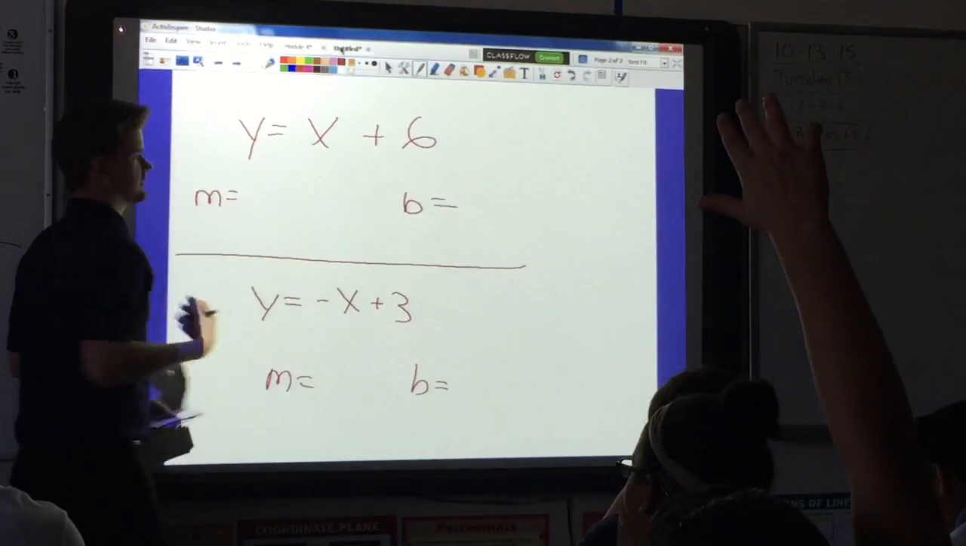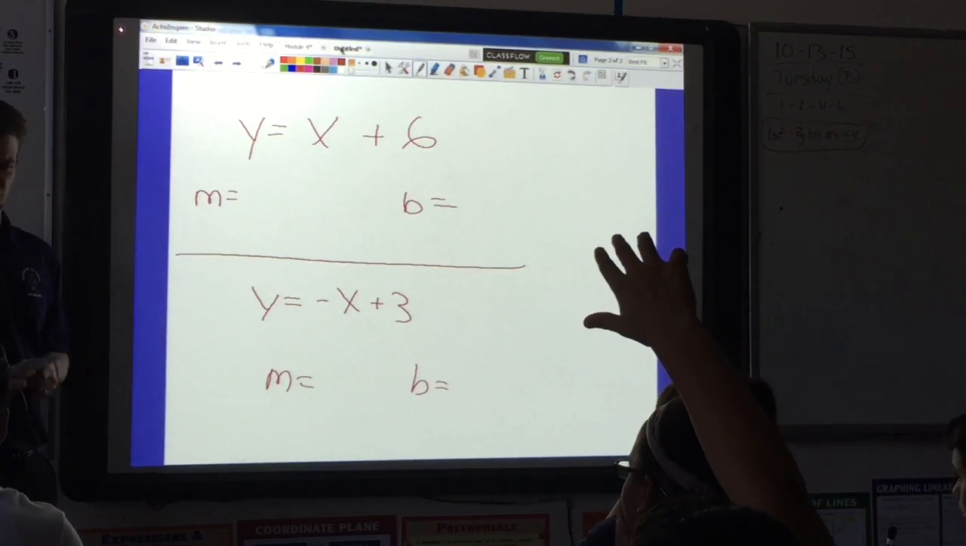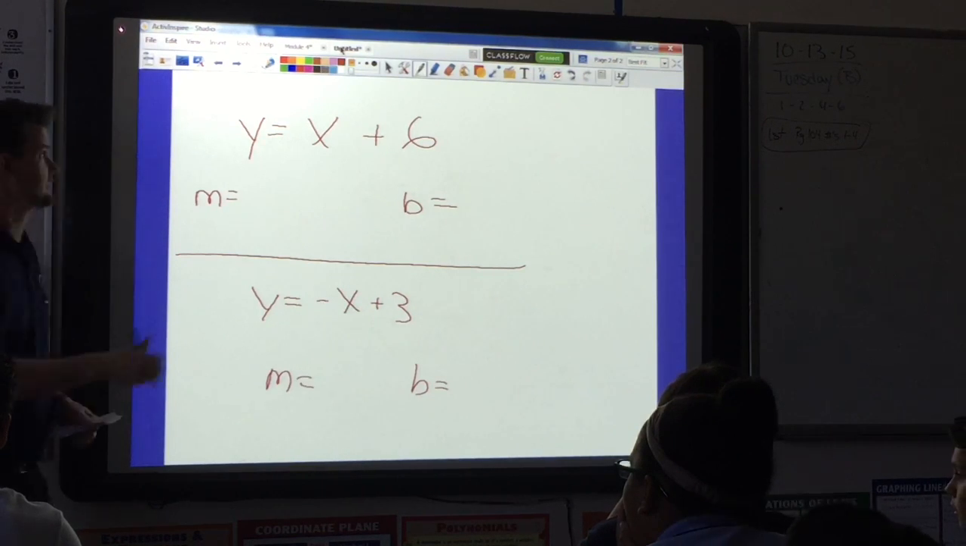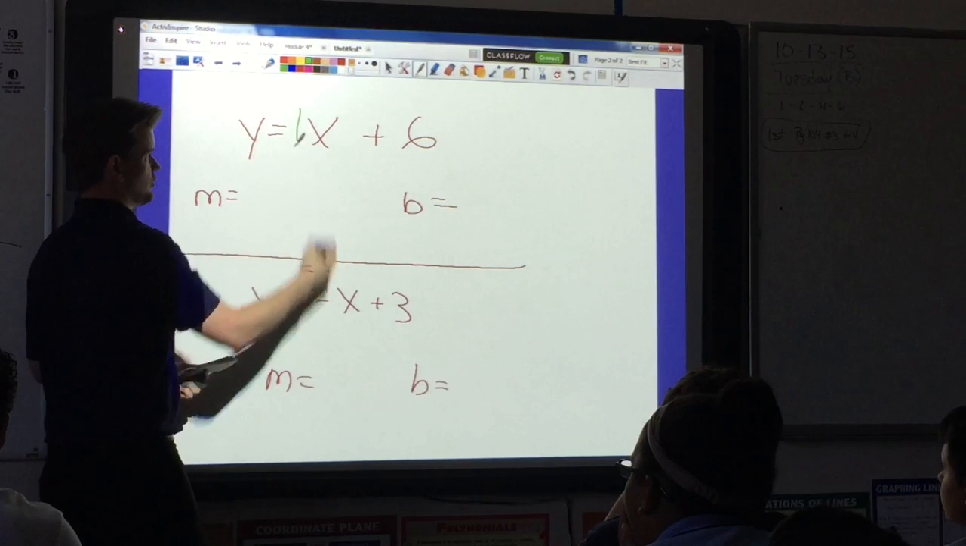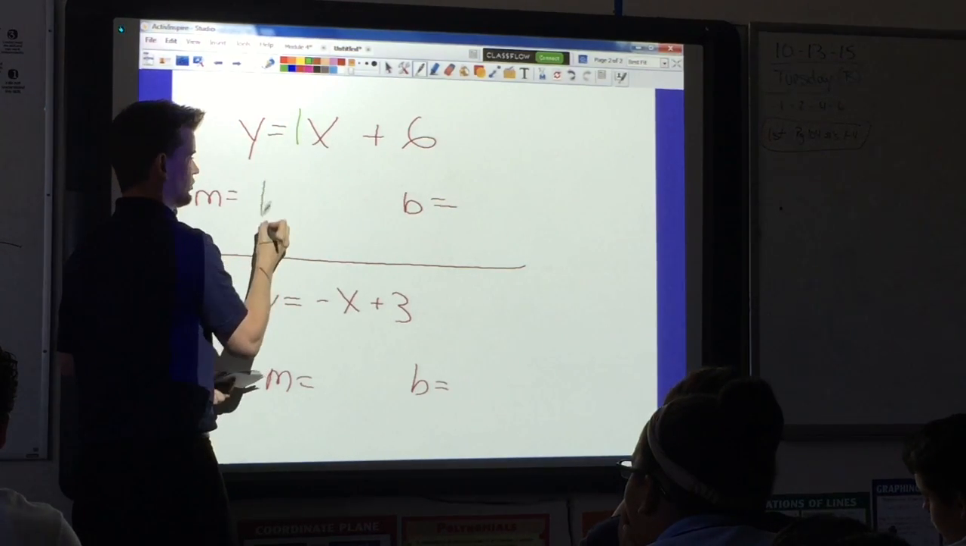So looking here, let's think outside the box. You don't see a number here, right? But ask yourself a question. How many x's do you have? 1. So what's the slope? 1. What you don't realize is there is an invisible number here. What's the invisible number? 1. There's an invisible 1 right there, which means if I don't have a number, if I just have an x, my slope is 1.